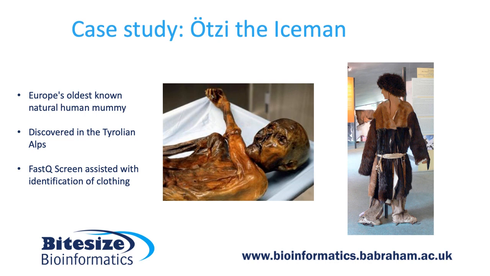Owing to the mummy being well preserved, it was possible to extract ancient DNA from the sample, which could then be sequenced and passed to FastQ Screen to identify the source of his apparel. Following this, it was possible to identify that his hat was originally derived from the fur of a bear. The quiver in which he held his arrows was derived from the hide of a roe deer, and his loincloth was made from the hide of a sheep.